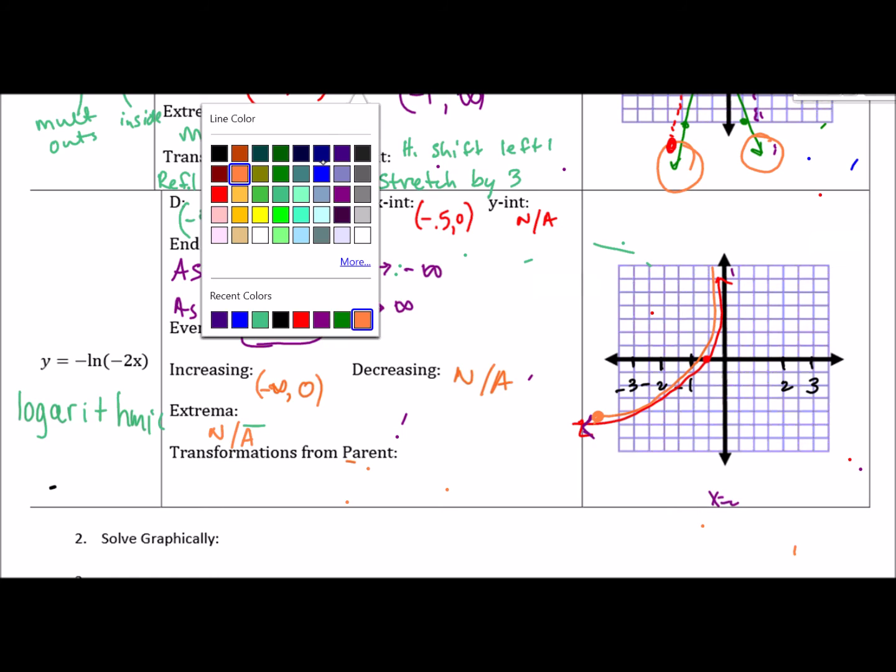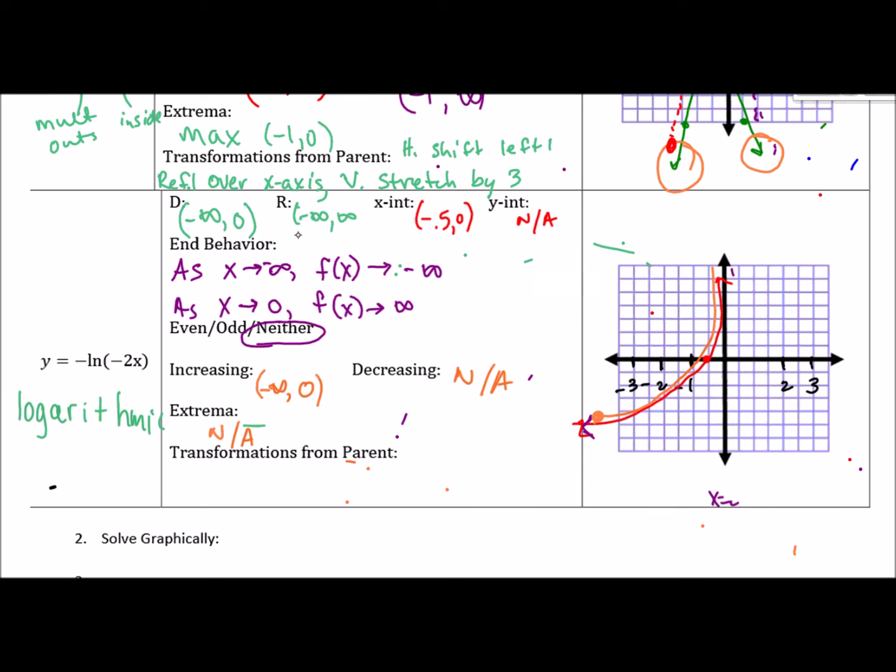And then we can look at our picture or graph over here to determine what it is. The original looks like this. So you can see there's three changes. We've got a negative out in front, which means a reflection over the x-axis. But we also have a negative inside, which means we also have a reflection over the y-axis.